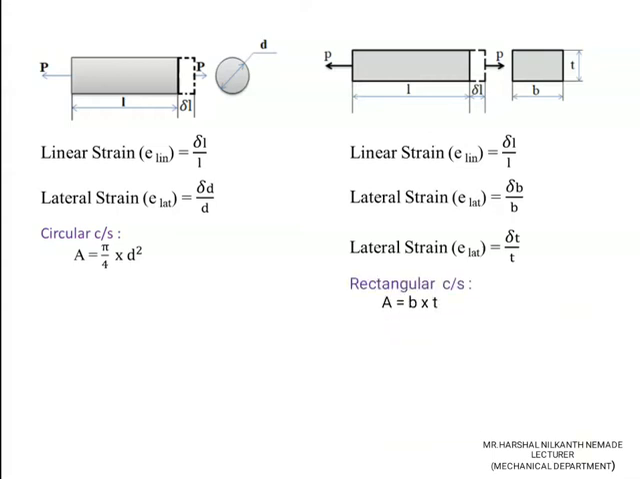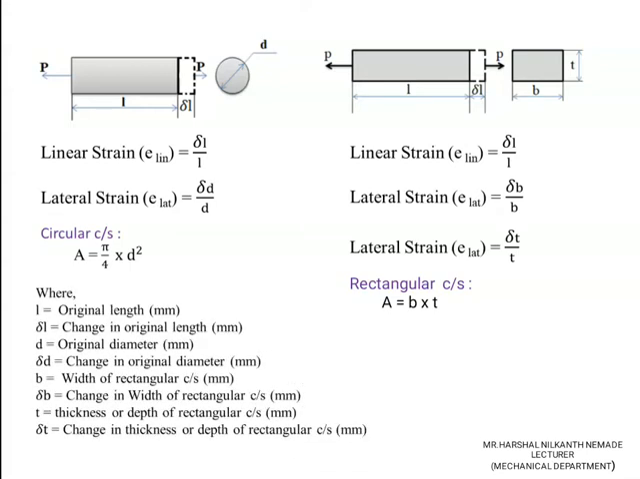Rectangular cross sectional area is given by B into T, where L is equal to original length in mm, delta L is equal to change in original length in mm, D is equal to original diameter in mm, delta D is equal to change in original diameter in mm, B is equal to width of rectangular cross section in mm, delta B is equal to change in width of a rectangular cross section in mm, T is equal to thickness or depth of a rectangular cross section in mm, delta T is equal to change in thickness or depth of a rectangular cross section in mm. Then to the next page.